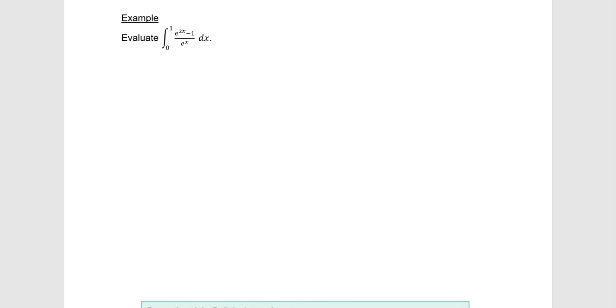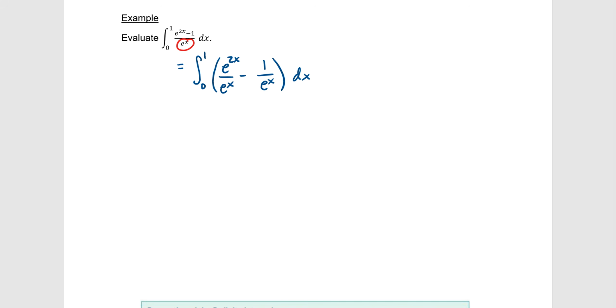Next one, we want to evaluate the integral from 0 to 1 of (e to the 2x minus 1) over e to the x dx. So before we even do anything here, we want to rewrite this. This is going to equal the integral from 0 to 1. We can split up this fraction. We can give each term in the numerator its own denominator of e to the x. So that's going to be e to the 2x divided by e to the x minus 1 over e to the x dx. And we need parentheses around this.